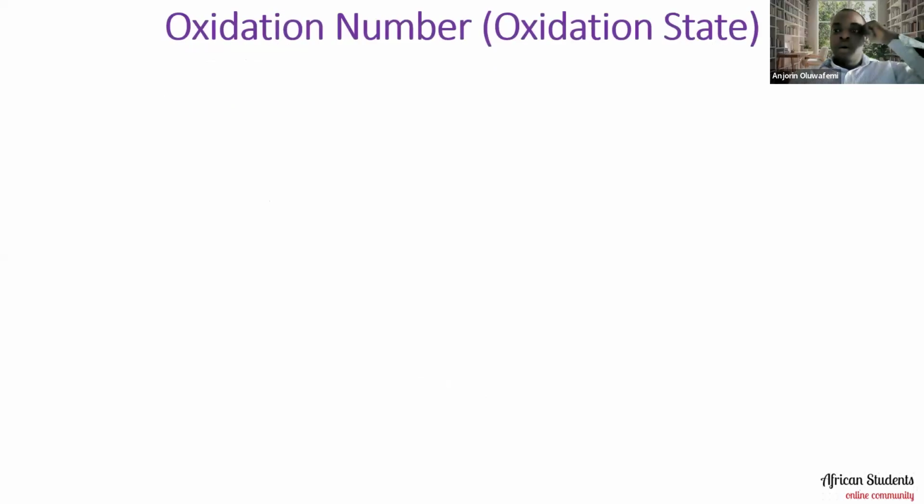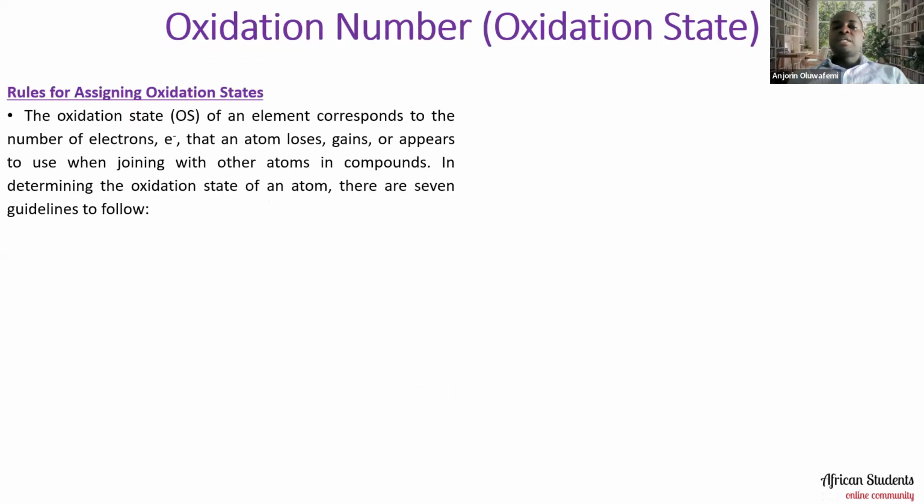Okay. All right now. The next thing we need to look at is the oxidation number or the oxidation state. Now, what are the rules that are stipulated for us to assign oxidation state? The very first thing is that the oxidation state of an element corresponds to the number of electrons that an atom loses, gains, or appears to use when joining with other atoms in compounds. Now, in determining the oxidation state of an atom, there are 7 guidelines to follow. And we're going to be looking at those 7 guidelines one after the other. I will try as much as possible to explain what those guidelines are.